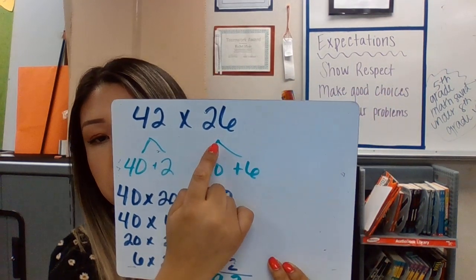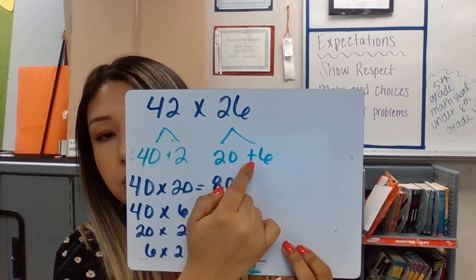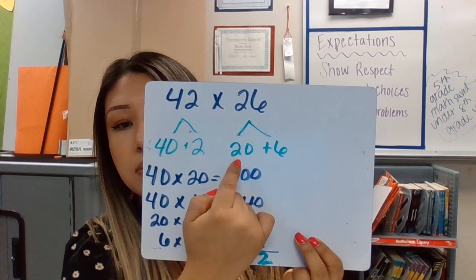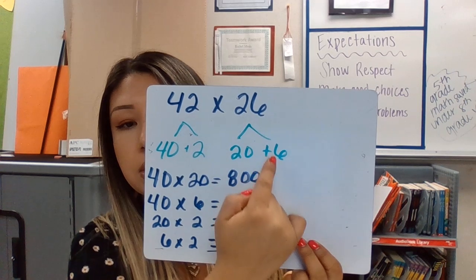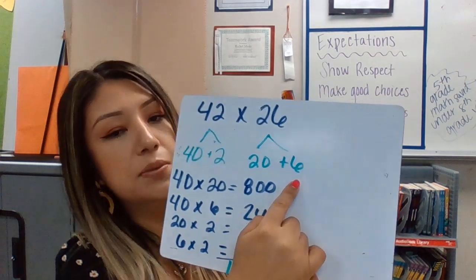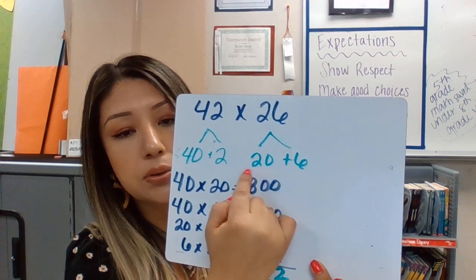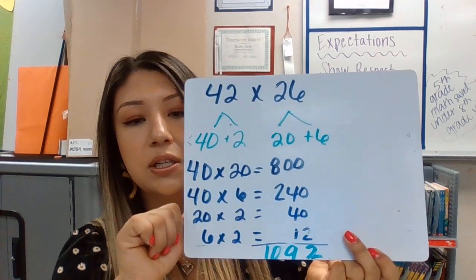So we're going to break down our 26 into 20 and 6. Again, we have 2 tens, so that gives us 20. We have, sorry, not 2 ones, 6 ones. That gives us 6. So 20 plus 6 again gives us 26.